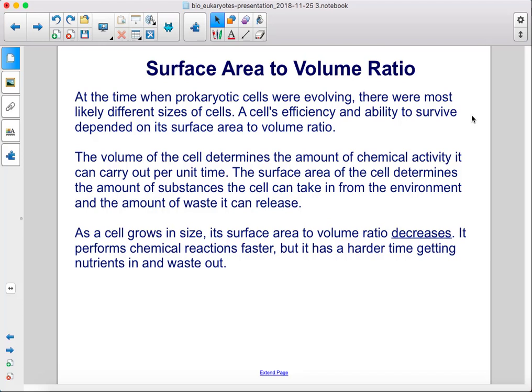As a cell grows in size, its surface area to volume ratio decreases. It performs chemical reactions faster, but it has a harder time getting nutrients in and waste out.